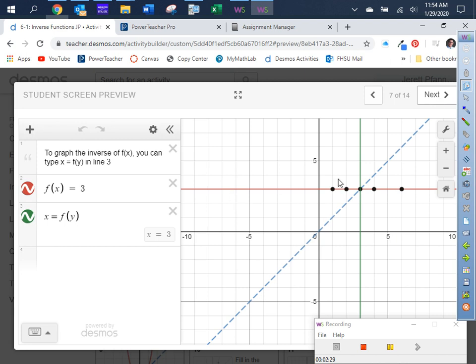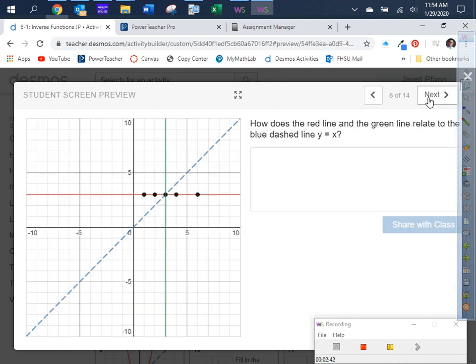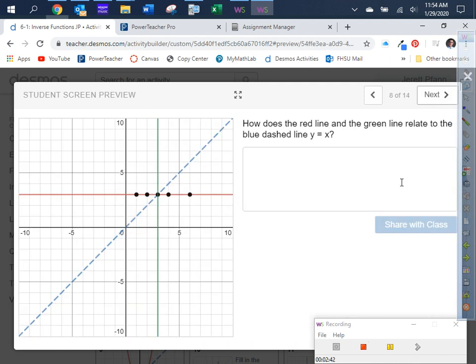And if you see this, the same thing happens. They started with this horizontal line here in red. When we graphed the inverse, it became a vertical line because we let y equal x. They reflected to each other over the line y equals x. So that's the same answer here. I know you might not have got that. That's okay. Just keep what you put. You don't have to change it.